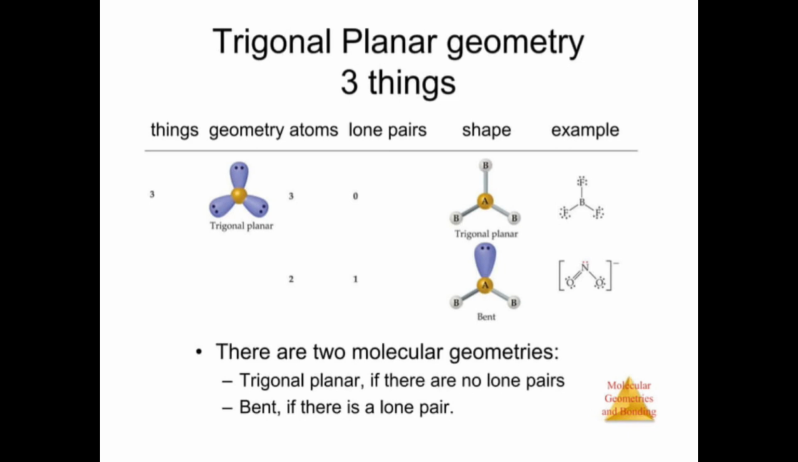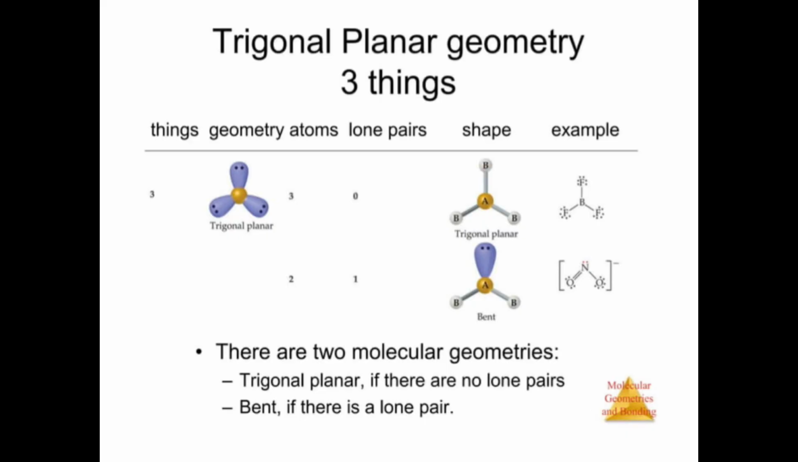However, if it is having 2 atoms, don't forget the geometry is still trigonal planar, but we are not talking about shape now. If it is having 2 atoms with 1 lone pair of electrons, there will be a distortion in the arrangement. So instead of it being trigonal planar, it is going to be a bent shape. An example is NO2 that you see there.